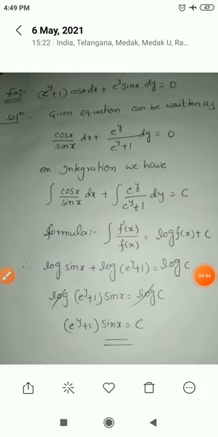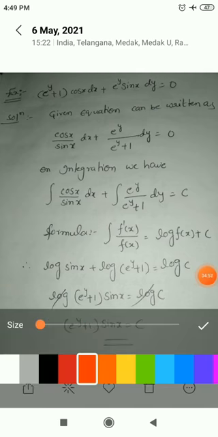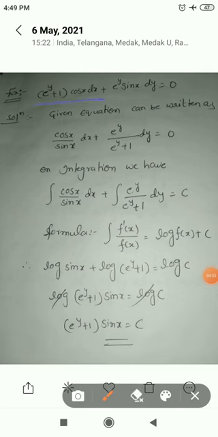Next we will move on to another example of a differential equation using the variable separable method. What is the given equation? e to the power of y plus 1 into cos x dx plus e to the power of y sin x into dy equals 0. This equation can be solved by using the variable separable method. So the equation can be written as e to the power of y plus 1 cos x dx plus e to the power of y sin x dy equals 0.